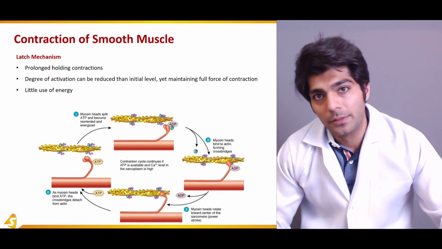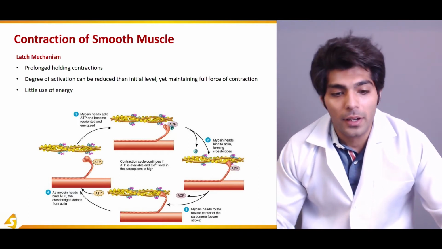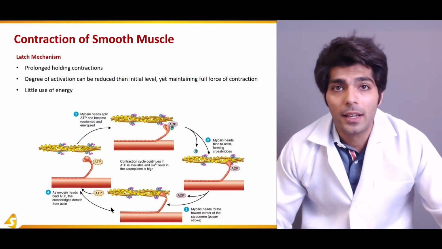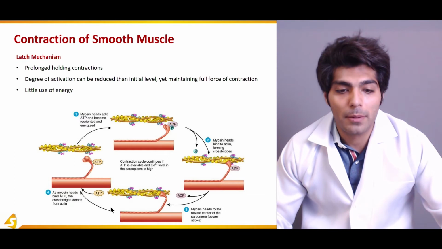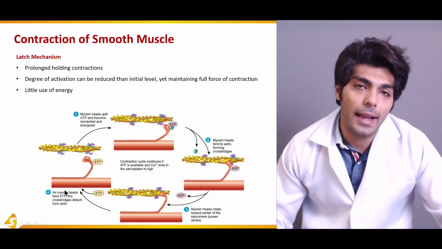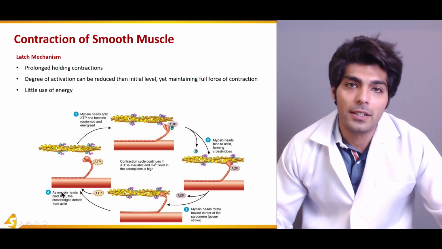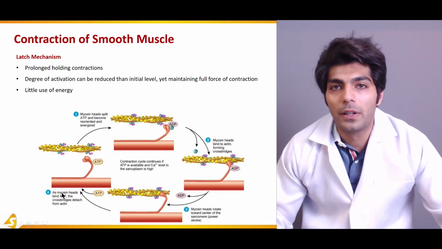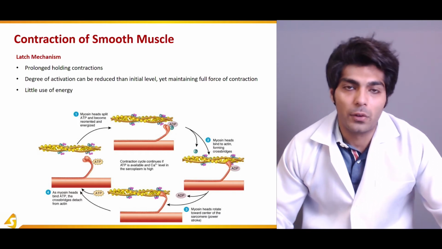Contraction does occur, and then, once the muscle is in a relaxed state, ADP is converted to ATP, and the cross bridging between the actin filaments and myosin filaments detaches.